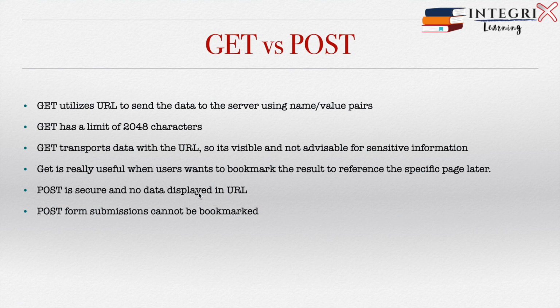Get is useful in scenarios where the user wants to bookmark the URLs, as it has that additional information. Post is more secure as no data is displayed in the URL. Post form submissions cannot be bookmarked.